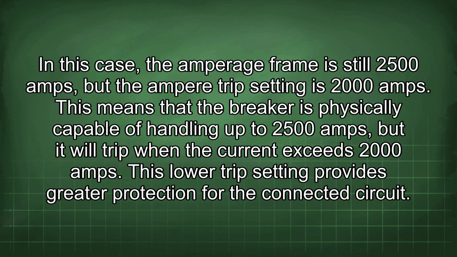In this case, the amperage frame is still 2500 amps, but the Ampere Trip setting is 2000 amps. This means that the breaker is physically capable of handling up to 2500 amps, but it will trip when the current exceeds 2000 amps. This lower trip setting provides greater protection for the connected circuit.